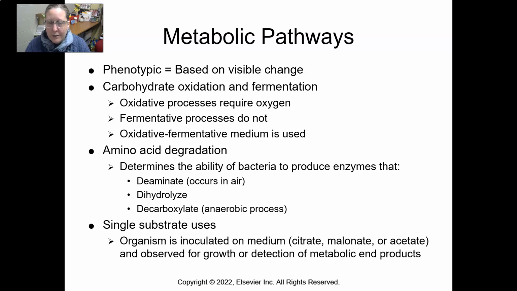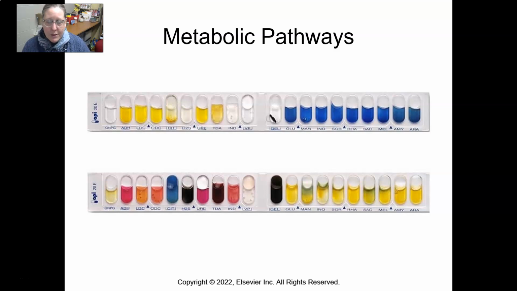It can degrade certain amino acids. And so it determines the ability of a bacteria to produce an enzyme that either deaminates, dehydrolyzes, or decarboxylates an amino acid. And then single substrate uses, the organism can be inoculated on a medium like citrate, malonate, or acetate and observed for growth or detection of certain metabolic end products. Of course, I feel like metabolic pathways are just well assessed now in some of these tests.